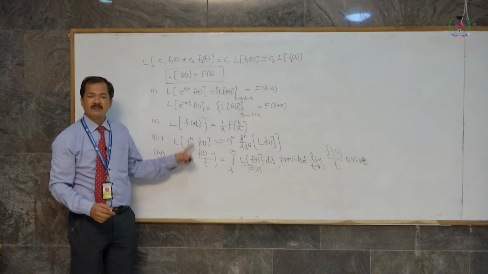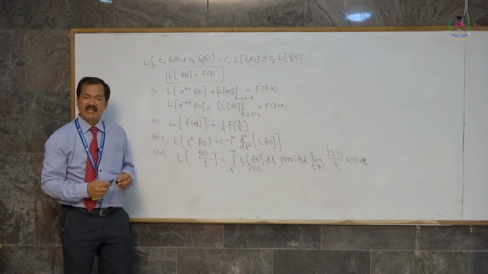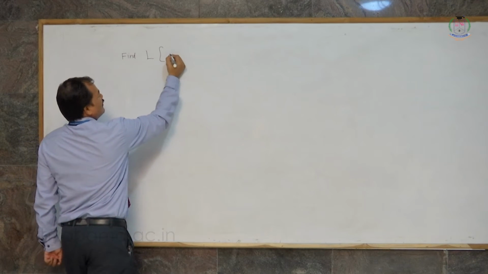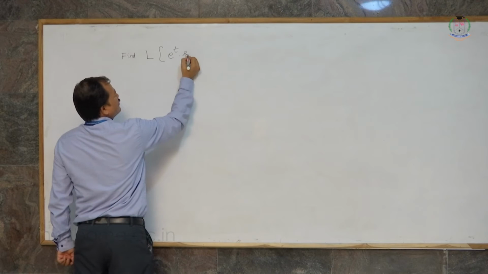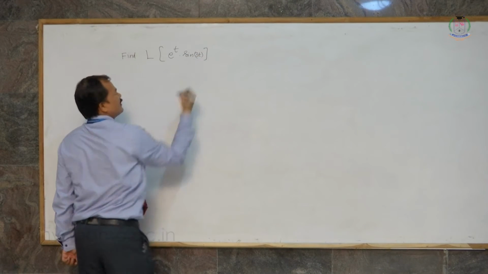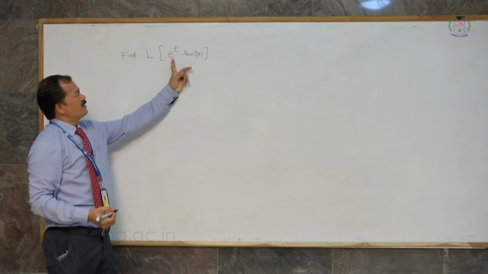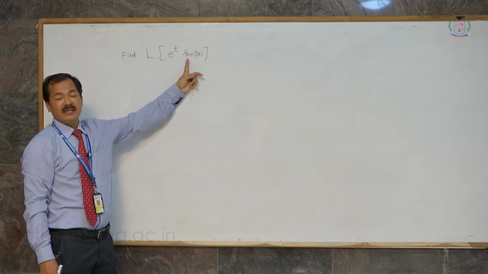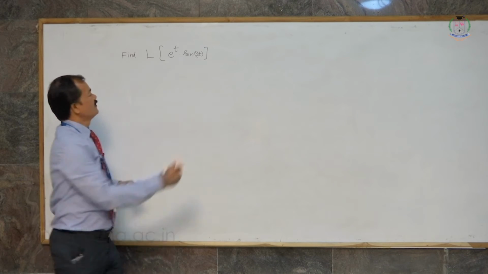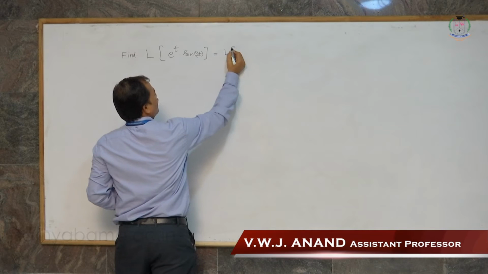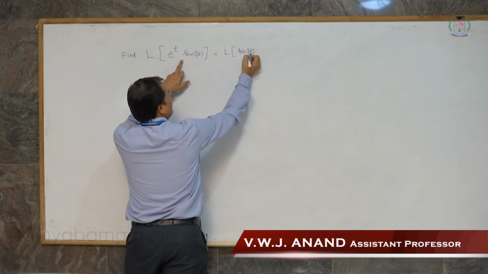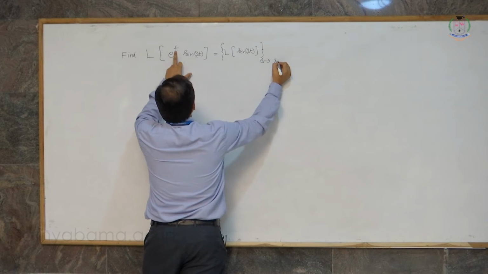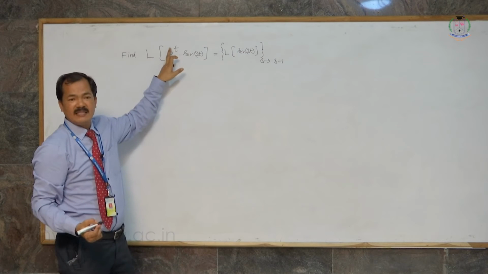So, let us see some problems based on these properties and theorems. Find the Laplace transform of e power t into sin 3t. This is of the form e power a t into f of t. So, we can make use of the shifting theorem, which says first find the Laplace transform of sin 3t, and whatever answer you get, replace the parameter s by s minus 1, because a is 1 here.